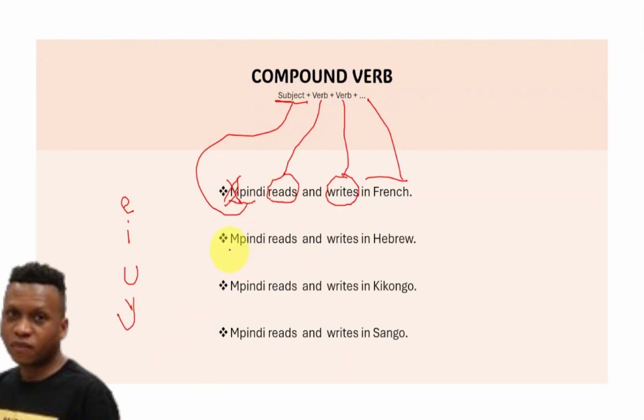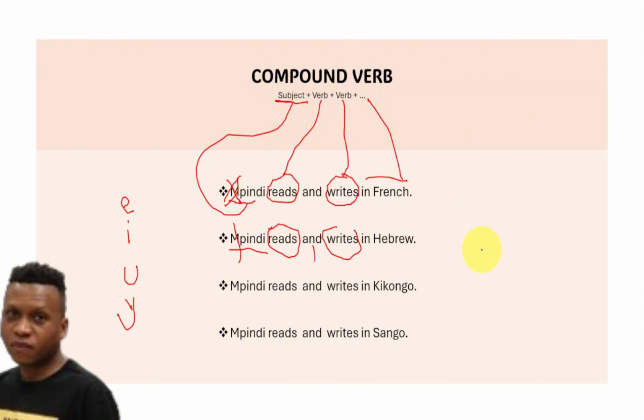Pindi, this one is silent. Pindi reads and writes in Hebrew. This one, the verb. And this one, the preposition. This one, verb, the subject, and the one at the end. Okay, just to make sure that you understand. Okay, so Pindi reads and writes in Kikongo. Pindi reads and writes in Sango.